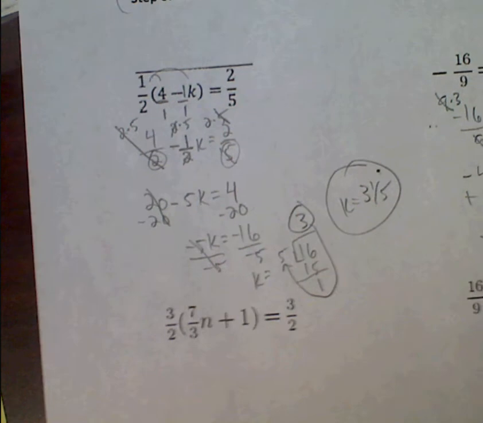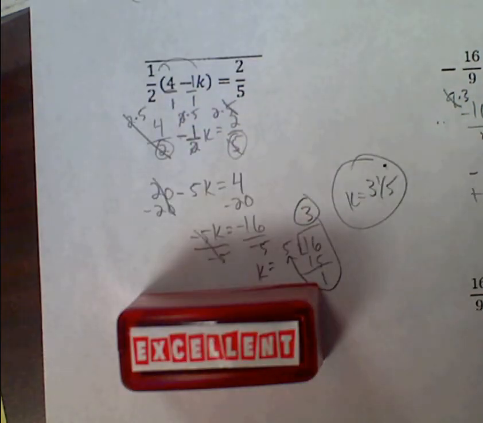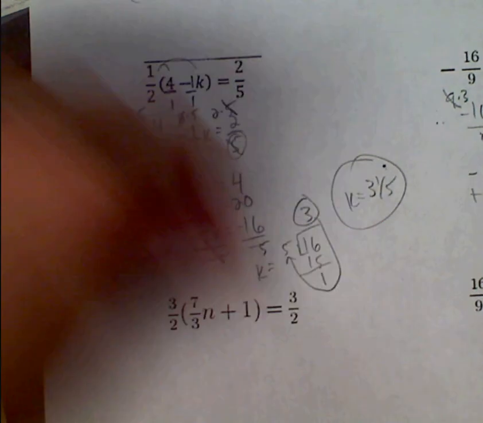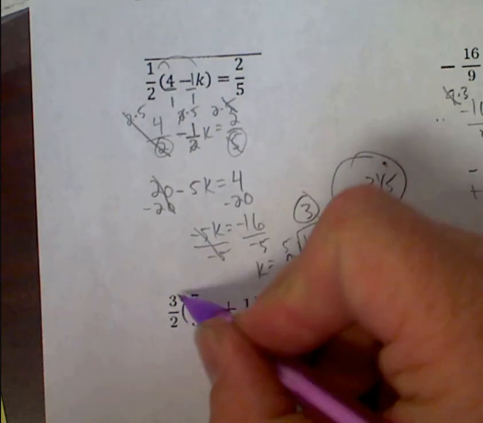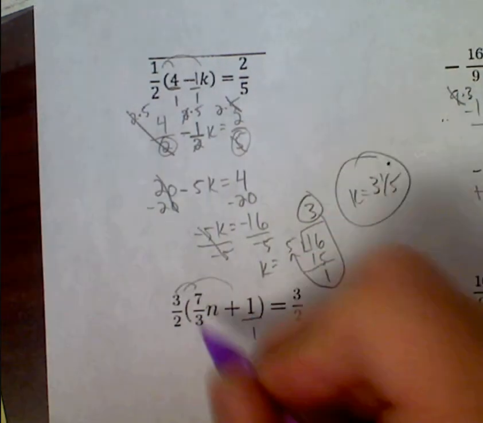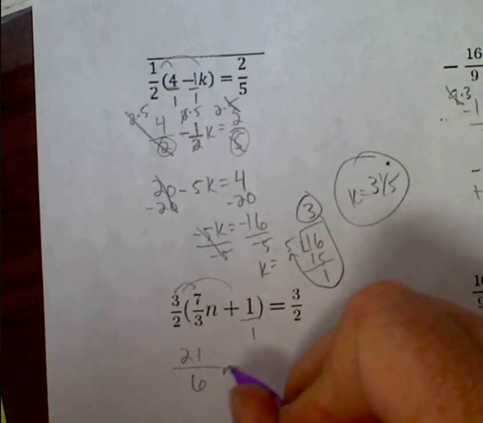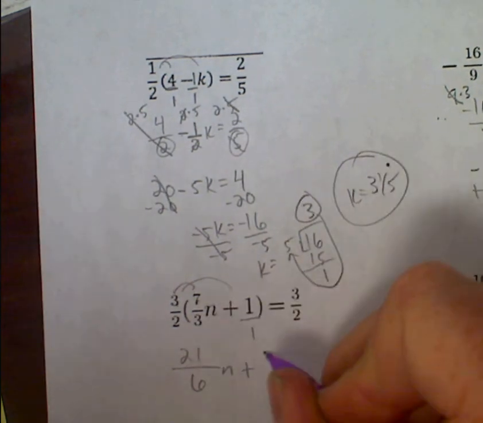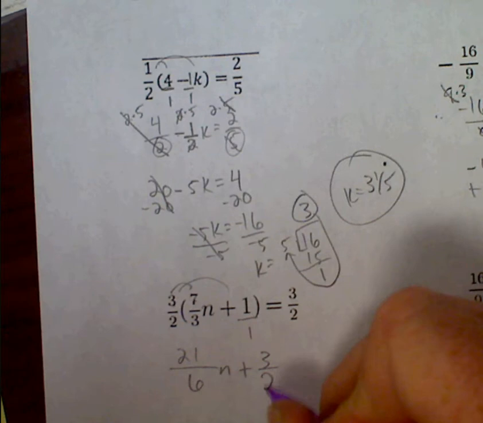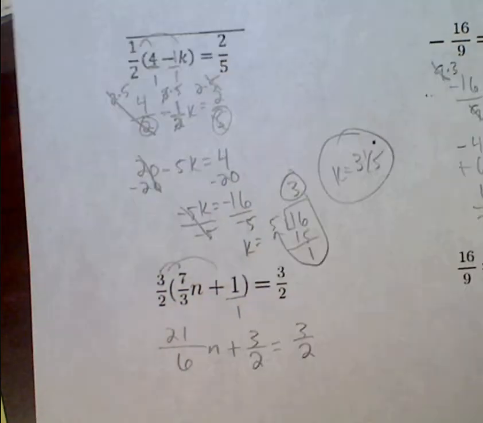Okay. Next one. Go ahead and pause the video and try. Distribute. So this is 1 over 1. So 3 times 7 is 21. 2 times 3 is 6. n plus 3 times 1 is 3. 2 times 1 is 2. Equals 3 over 2. So I distributed first.